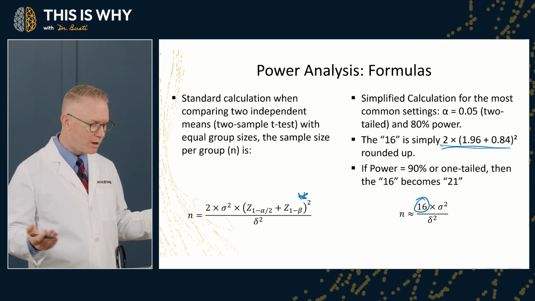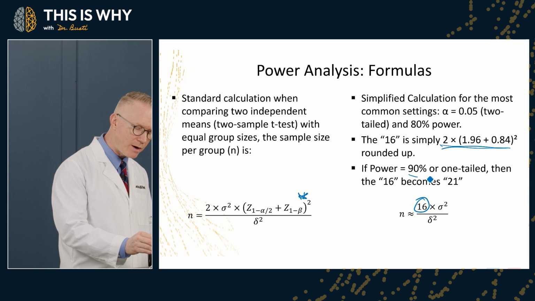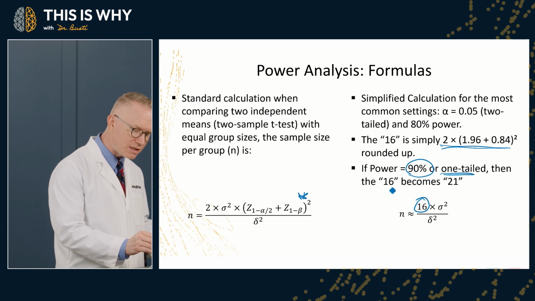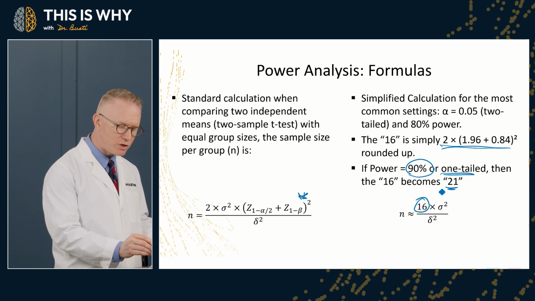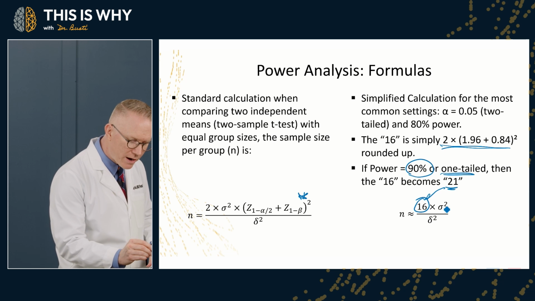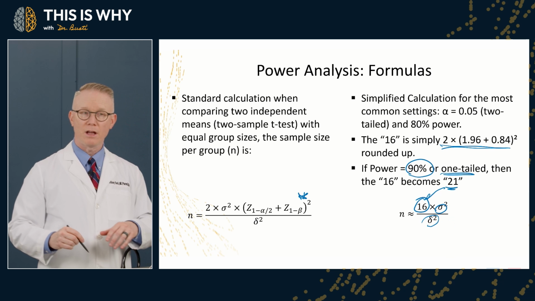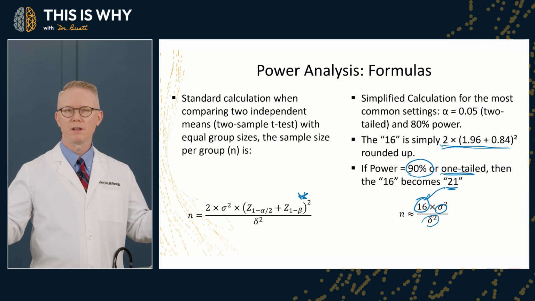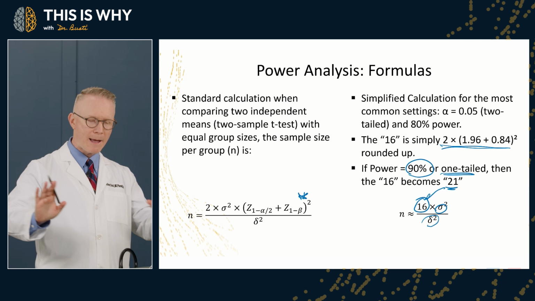But what happens if you have a 90% power, or you do a one-tailed analysis? Well, that 16 multiplier now becomes 21. So you just replace the 16 with 21. That's it. But you already know the variance, the delta, and the effect size, and the variance they should tell you. Okay, so let's put this into basic application.